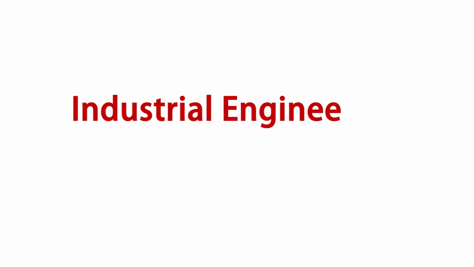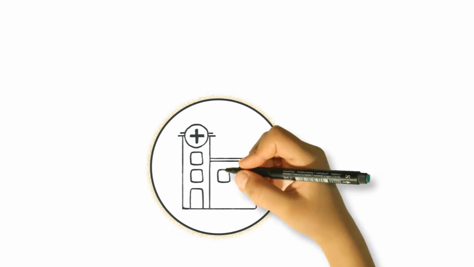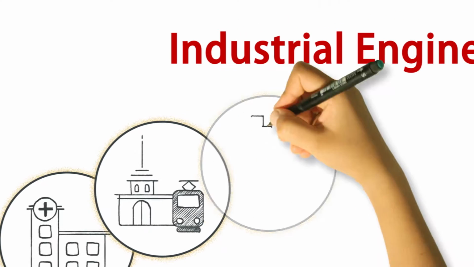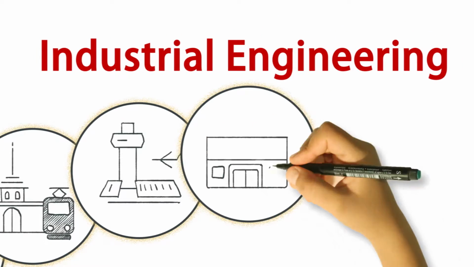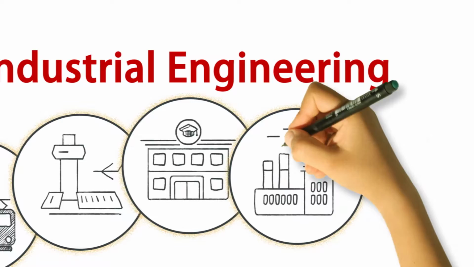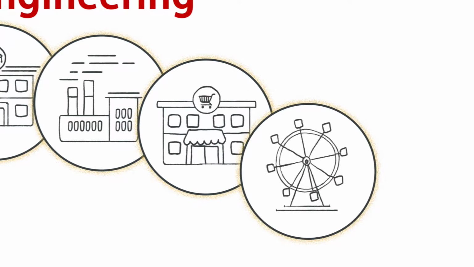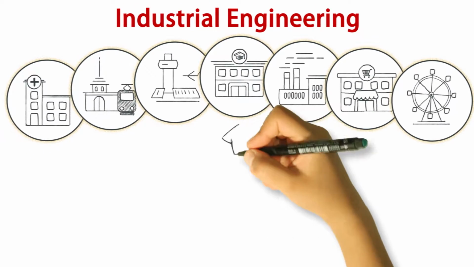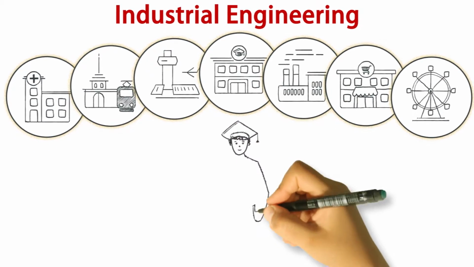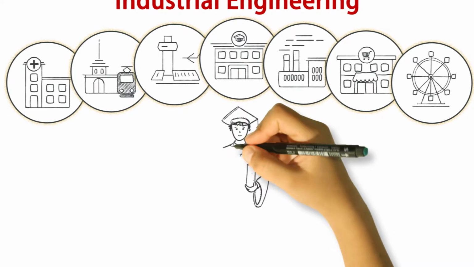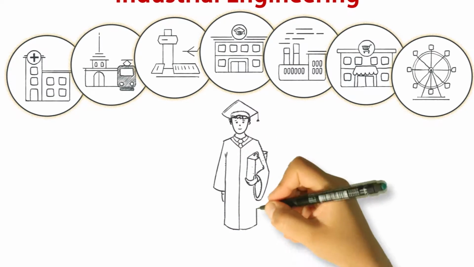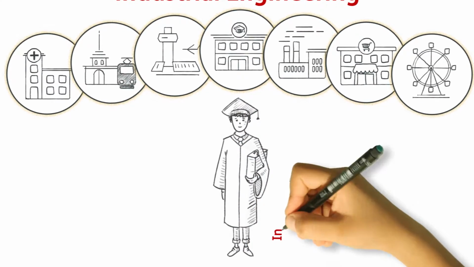Industrial engineering focuses on the optimization of complex systems and processes. Those systems are everywhere around us: hospitals and railway stations, airports and banks, schools and factories, stores, entertainment centers, etc. The industrial engineering profession is among the most demanded ones in developed countries. Let's try to understand then what industrial engineers do.